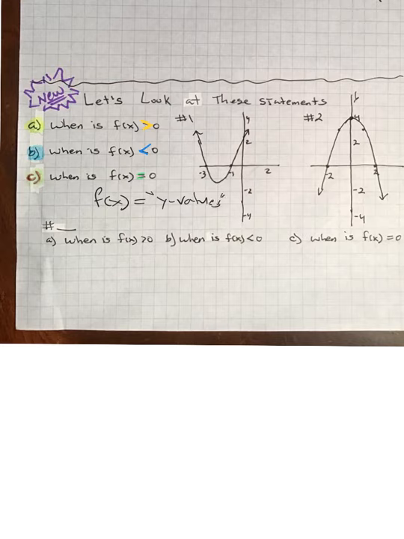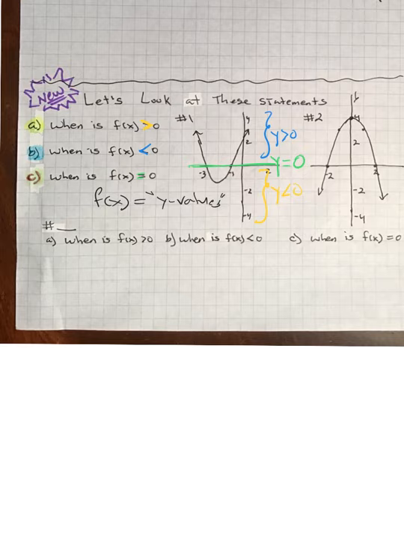So when we talk about equal to 0, when are the y values equal to 0? That would be when you're on the x-axis. Well, when are the y values greater than 0? When they're above. The y values are bigger than 0 when they're above the x-axis, and the y values are less than 0 when they're below the x-axis. We want to describe when these different cases happen.